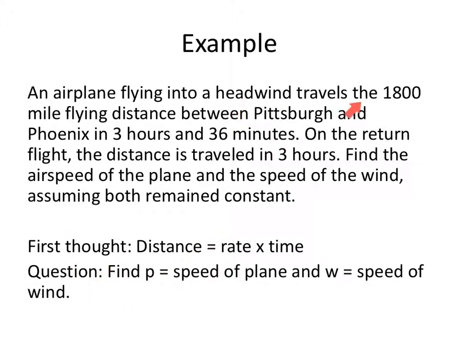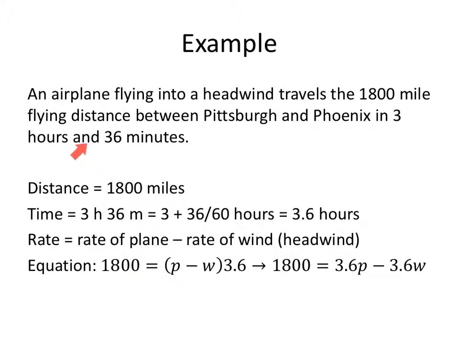Now, I have a distance, I have some times, I want to find a rate. So my first thought is that distance equals rate times time. The question or the action statement is always going to tell us what we need to do with our variables. How do we label them? Find the airspeed of the plane. I'm going to let P be the speed of the plane. And the speed of the wind. I'm going to let W be the speed of the wind. Assuming both remain constant, alright, I can handle that.